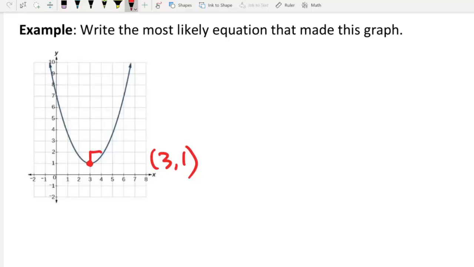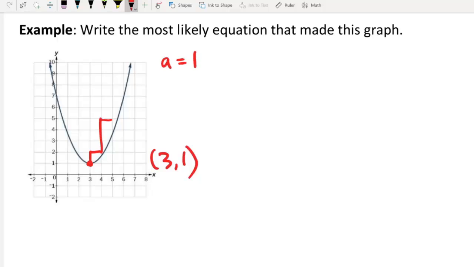We'll do the skill in reverse. What is the most likely equation that makes this graph? The vertex is located at 3, 1. It doesn't quite go up 1 and over 1. It's wider than we would expect. The a value has got to be closer to 0.